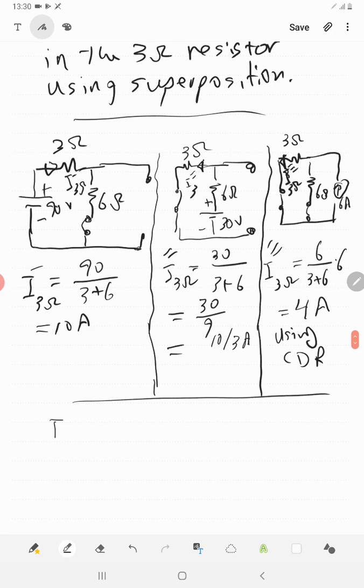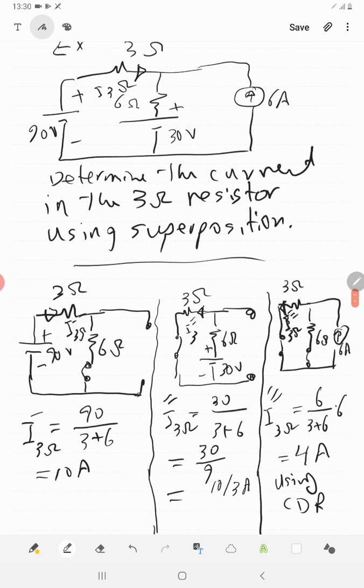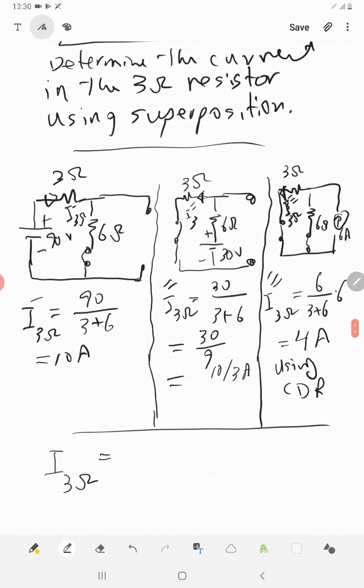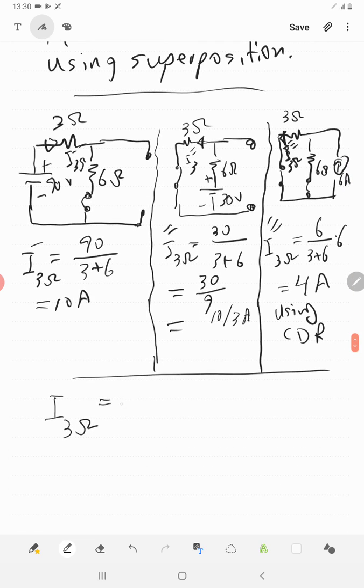What is I 3 ohms? Let's look at the original circuit. I 3 ohms is in this direction here. So we must use this direction as positive, the other direction is negative. So I 3 ohms prime is in the same direction, so we say plus 10. I 3 ohms double prime is in the opposite direction, so it's minus 10 over 3.